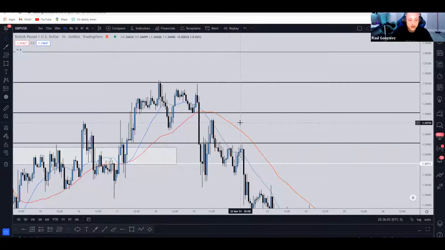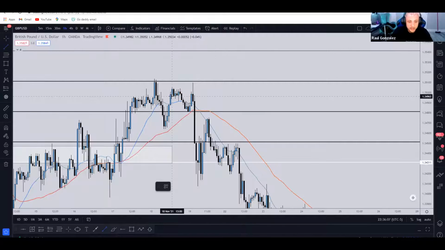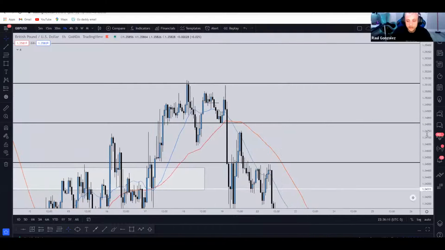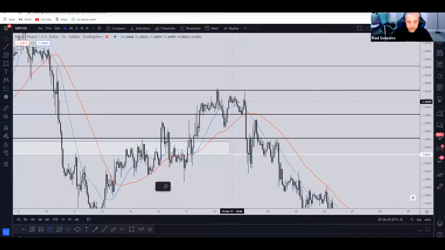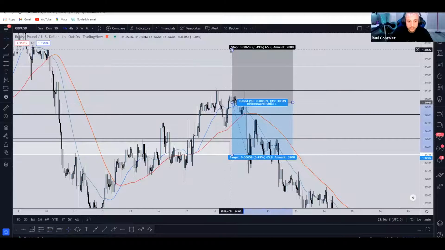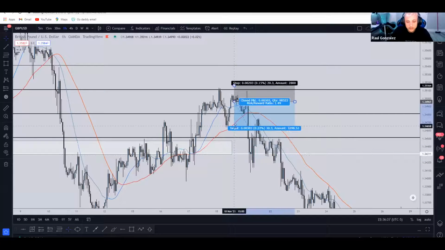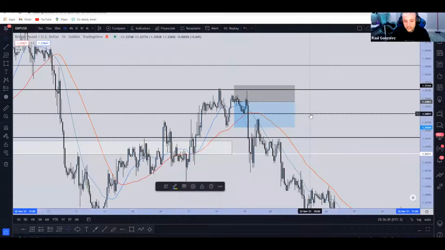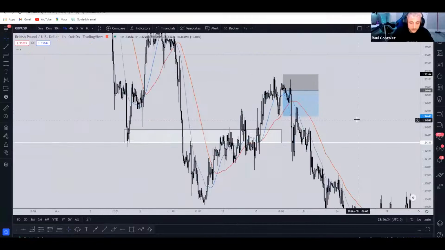Realistically though, if you would have taken a position, or let's say I would have taken a position here, your stop loss would have to go above previous structure, or at least above resistance, which is about 20 pips away. So if you would have targeted this level of support here, this intraday level, that would have been about a 1.5-ish reward ratio.